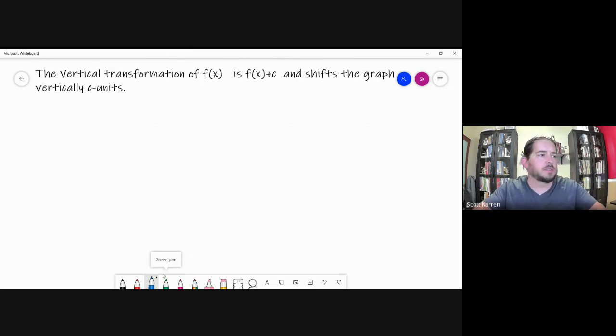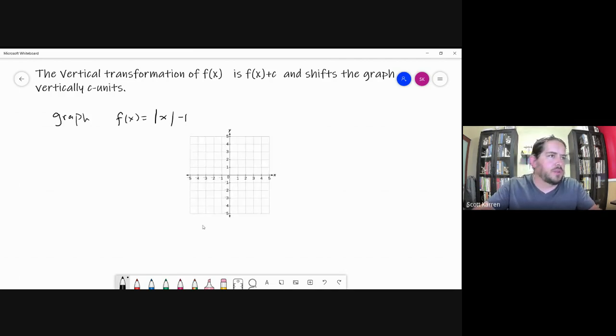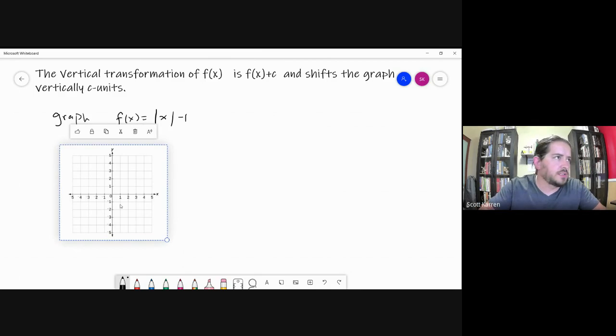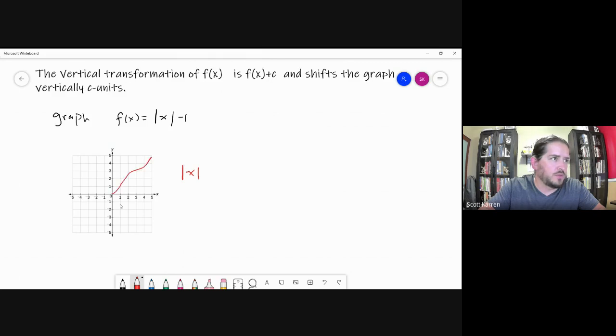So let's look at this. I want to graph f of x equals, let's say, the absolute value of x and then minus 1. Well, I should know that the absolute value of x, which I'll do in red, is just this straight line up this way.